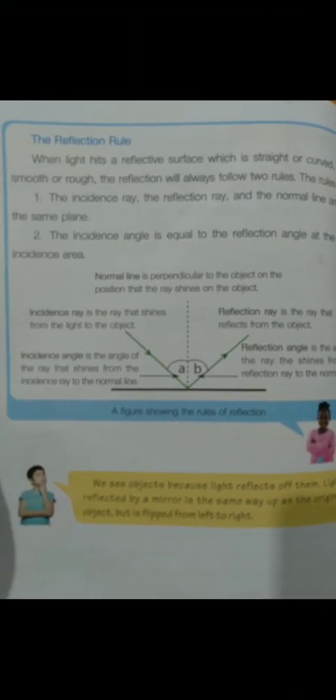A figure showing the rules of reflection. We see objects because light reflects off them. Light reflected by a mirror is the same way up as the original object but is flipped from left to right. Now please open your book on page 97.